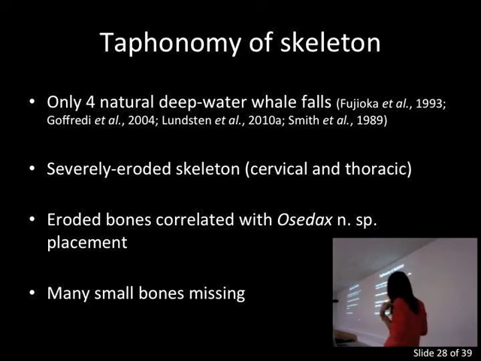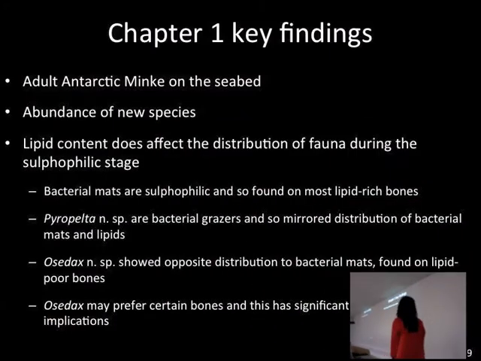Especially the most eroded bones were the cervical and thoracic bones, so the upper vertebra. And these bones tended to correlate with those bones where the Osedax were the most prevalent. So it's not really surprising given the effect which Osedax have on the bone matter which they live in. And then also there were lots of small bones missing, and this could be because maybe scavengers carried them off, or just currents took them away, or maybe they were totally sedimented or totally eroded. We'll never know.